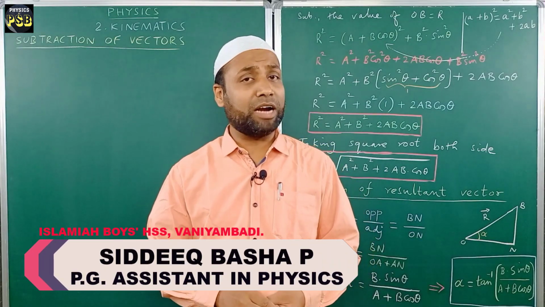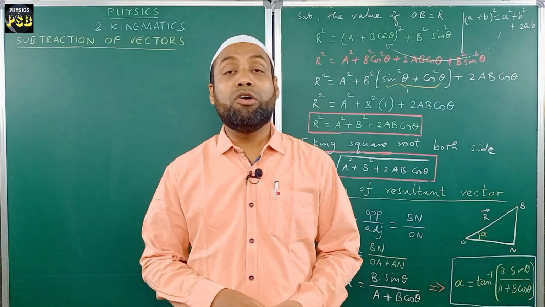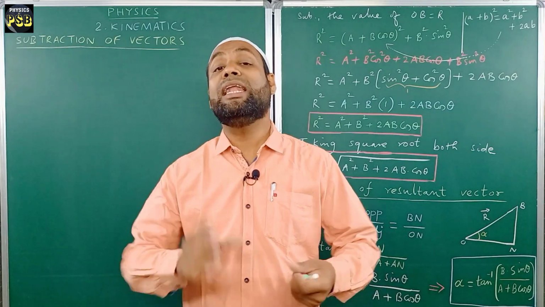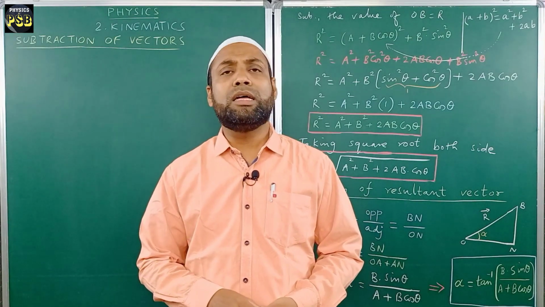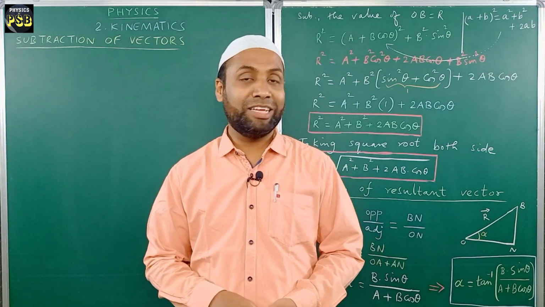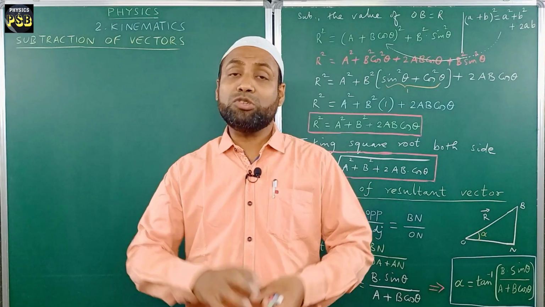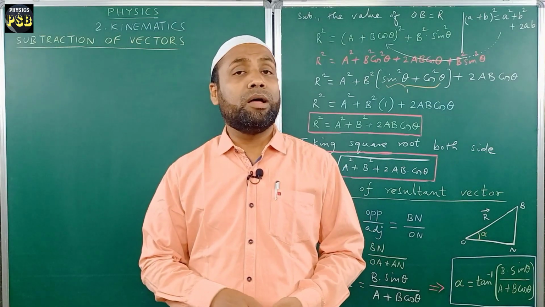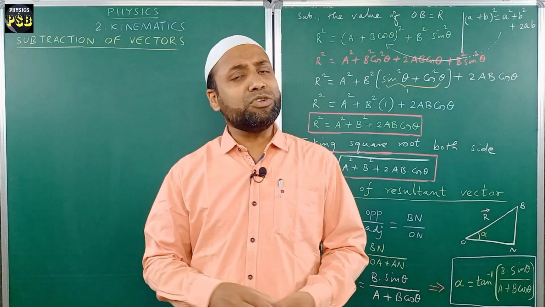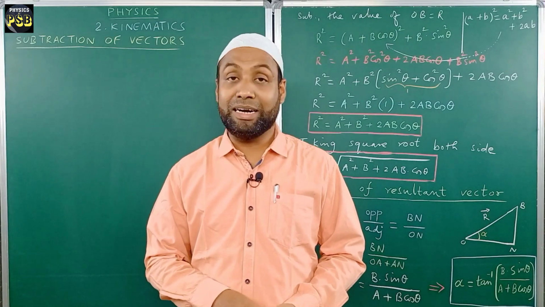In the previous video, we discussed the addition of vectors. We know that for the addition of vectors, we cannot use ordinary algebra. For the addition of vectors, we use either a geometrical method or an analytical method. The reason behind this is the presence of direction along with the magnitude. In a similar way, when we talk about the subtraction of vectors, we also use an analytical or a geometrical method. In this video, we will discuss the subtraction of vectors using a geometrical method.